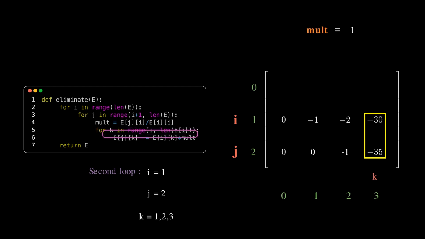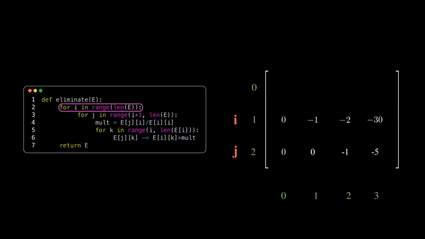At the end, every element of the third row gets updated. With it, the J loop comes to an end. This is our updated matrix after second iteration of I loop.